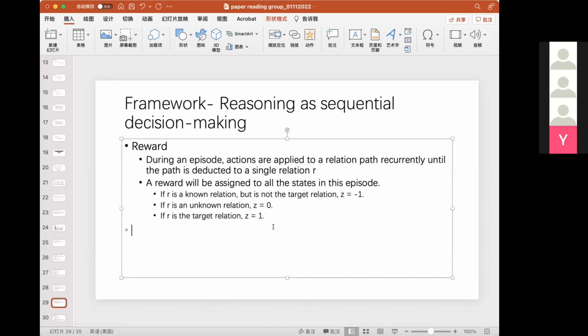So the idea here is to optimize the decision making in order to make sure that by recursively applying the actions, we can finally achieve the target relation.